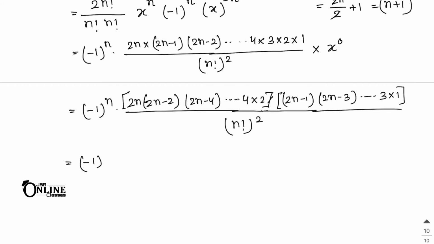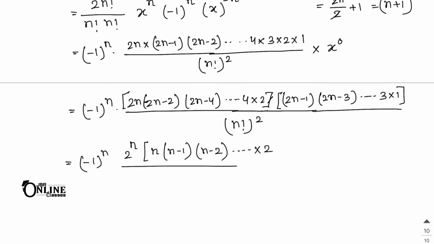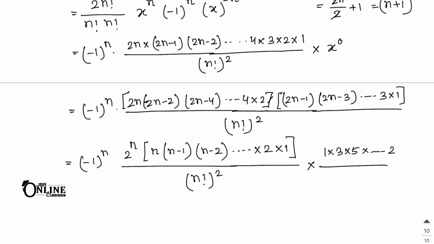After that you can write down this one in this way, as here 2n into 2n minus 2, 2n minus 4, so you can write down 2 to the power n, and then in bracket write down n into n minus 1, then n minus 2 dot dot into 2, into 2 into 1 in this way, and here it will be n factorial whole square. And next one will be here you can write down 1 into 3 into 5, then dot dot 2n minus 1. Okay, so now the next one will be here minus 1 to the power n, and that one will be n factorial.